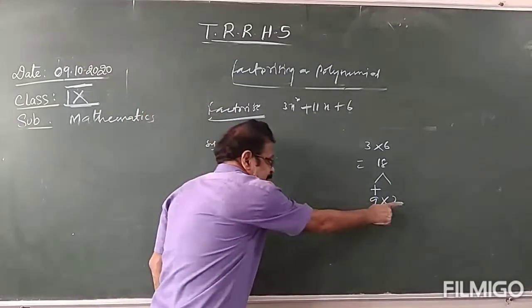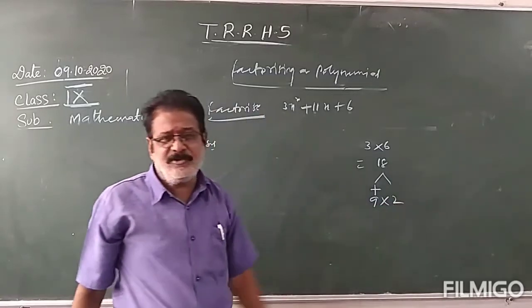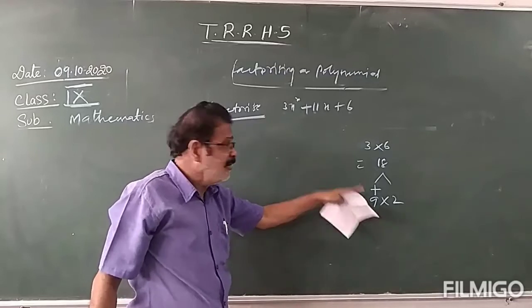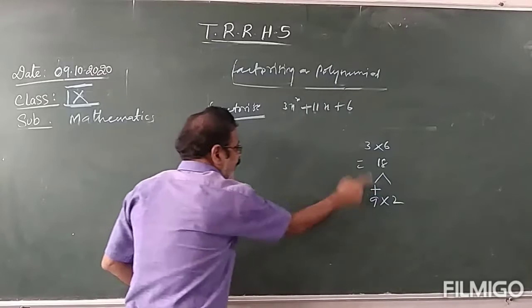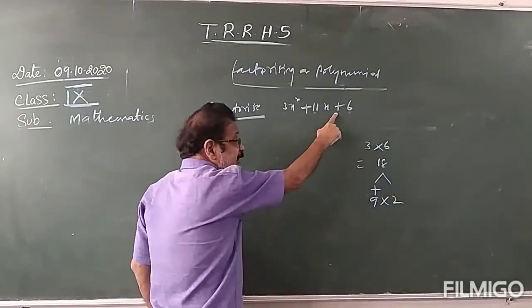Now what about the constant? What about the smaller factor? For the smaller factor also we should allot the sign. The middle term sign should always be allotted to the greater factor, whether it is plus or minus. Okay, we have allotted that. Now what about the smaller factor's sign? See the constant. What is the constant?